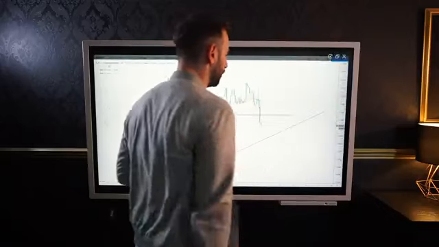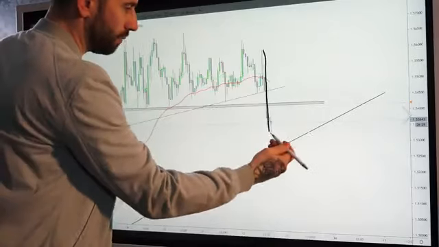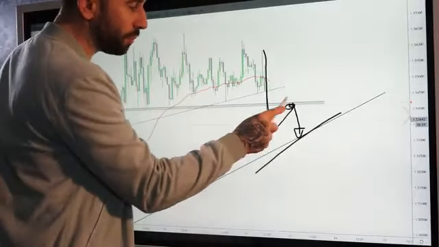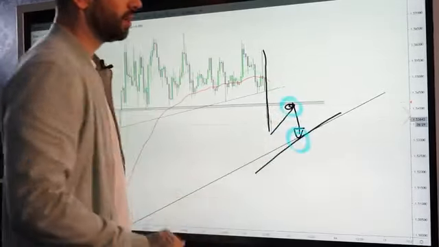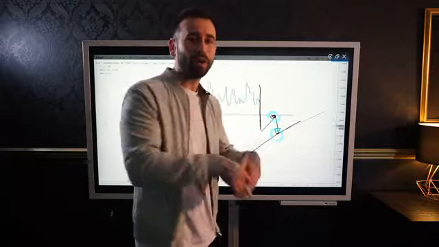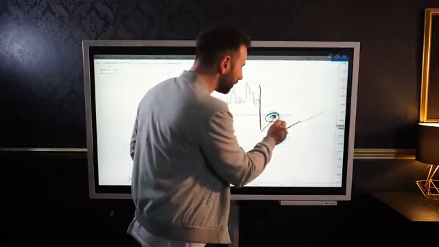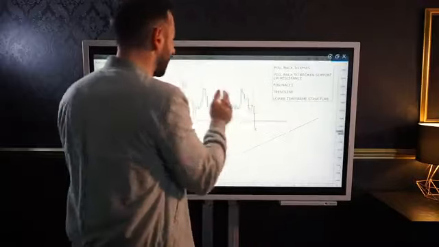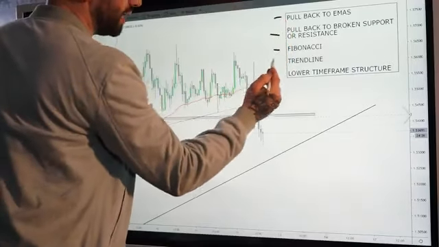So let's take a closer look. We've broken out. We want to wait for a pullback, and then we want to take the trade down to here. So we know exactly where we want to enter now. We know exactly where we want to take profit. But how do we know exactly when to enter? We know where, but how do we know when? So that's when we start to look at these key points.